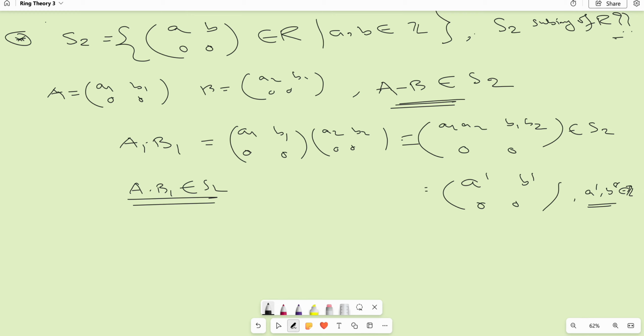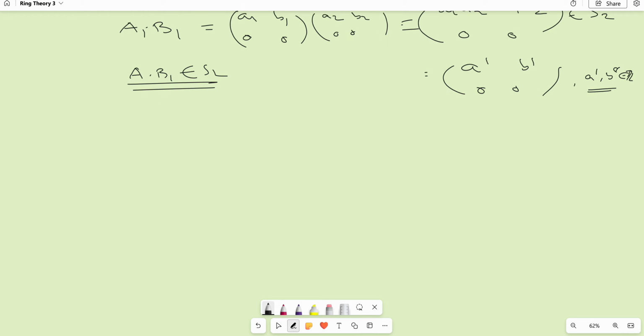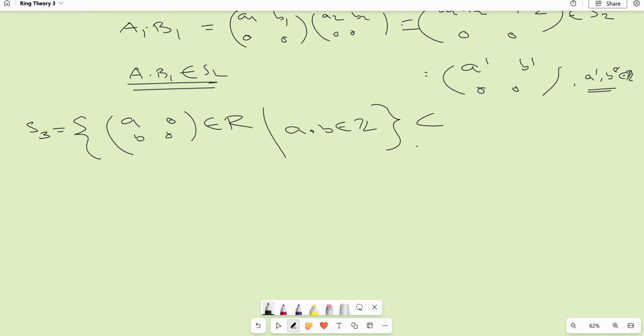Okay, so clearly you may verify that one thing. Now I'm giving you S3. What is S3? I'm giving you a/b, with b not equal to 0, such that a comma b is inside Z. A similar thing, is it a subring of R?